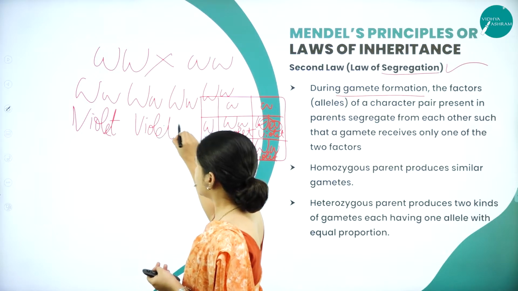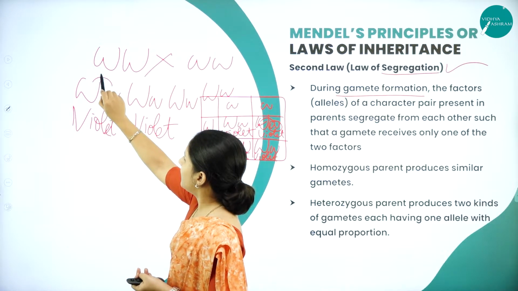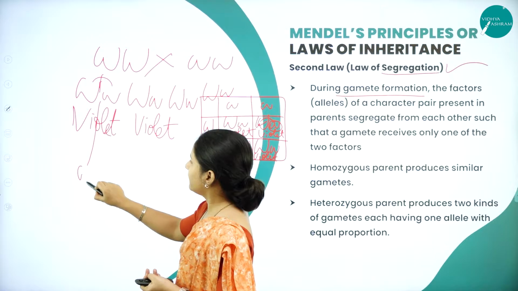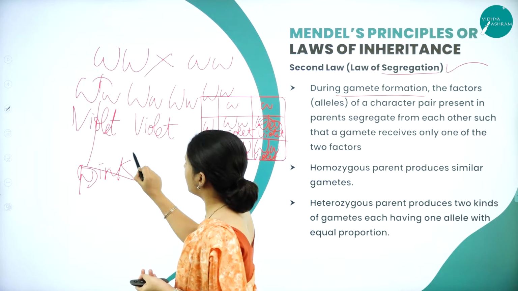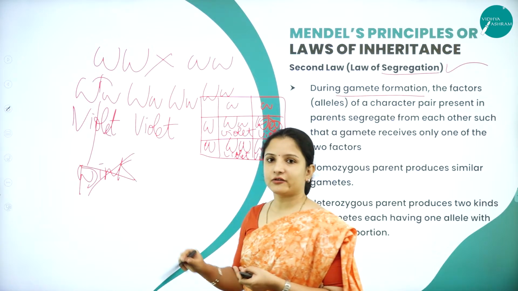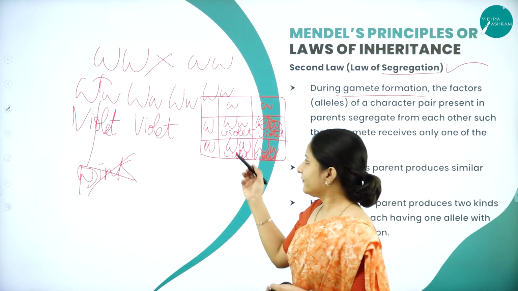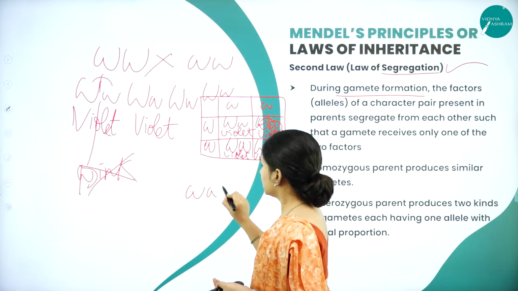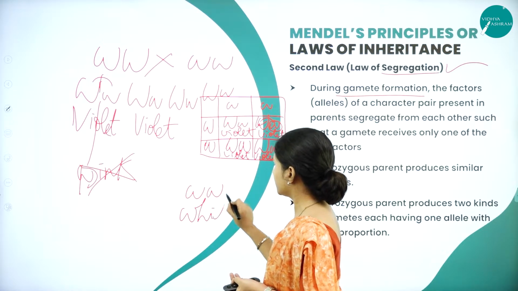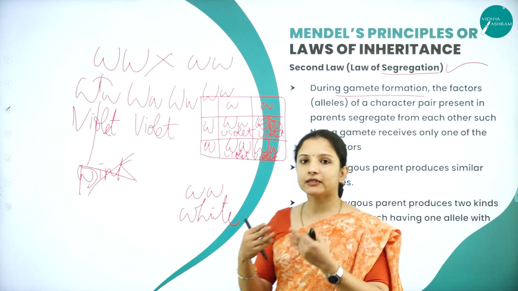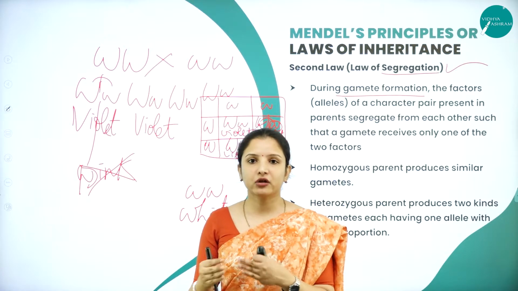Only violet will get expressed. Both of these will not combine with each other and give a pink flower. Pink flower will not be formed. Only violet will get expressed. If it is a recessive gene, then only white will get expressed. So this is how it is. The genes will do their duty. They will not mix up.